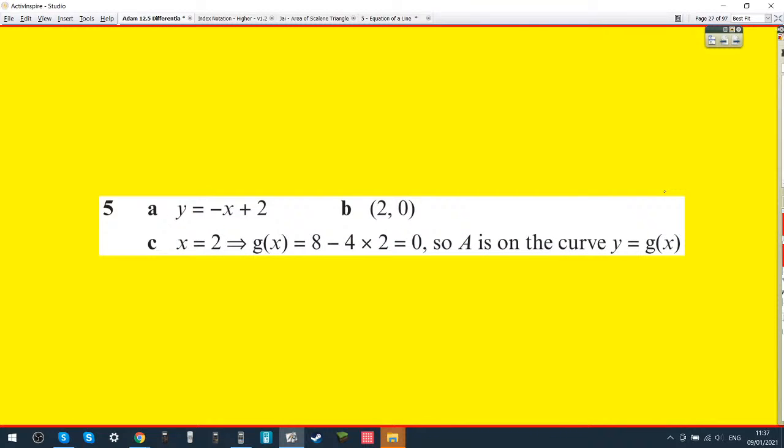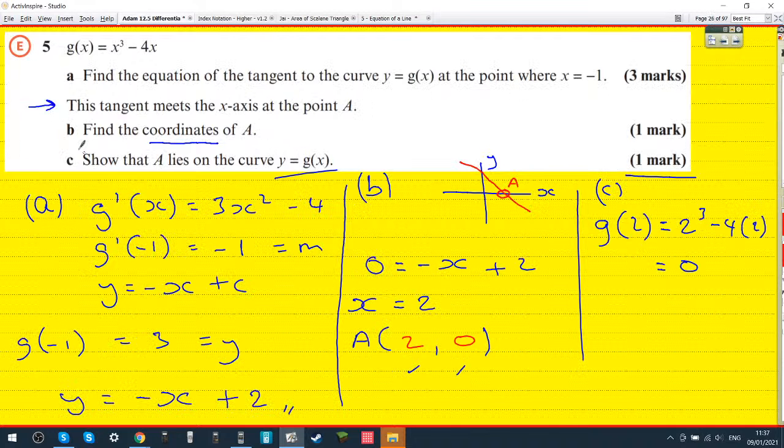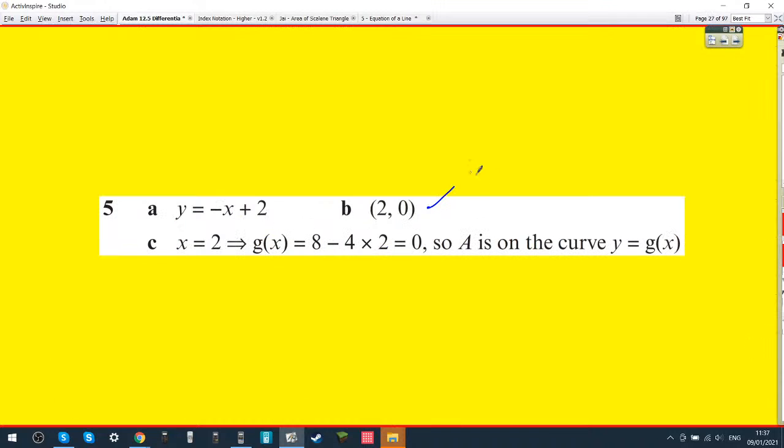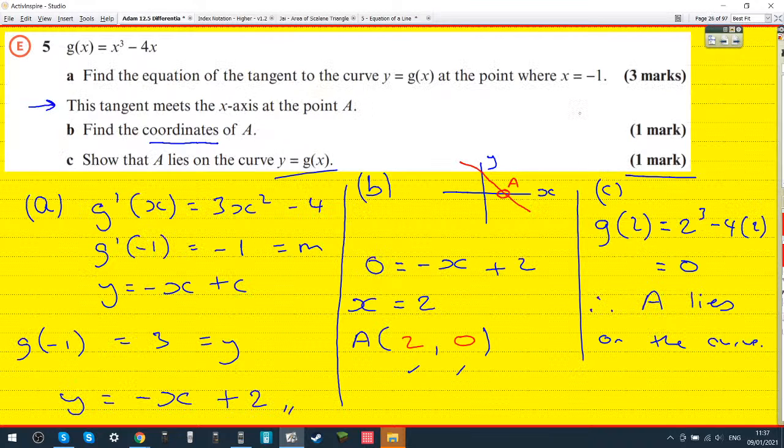Y equals minus x plus 2. The point was 2, 0. And x is 2. The g of x is 0. So, oh yes, it's a show that question. Therefore, A lies on the curve. There we go. So A is on the curve y equals g of x.